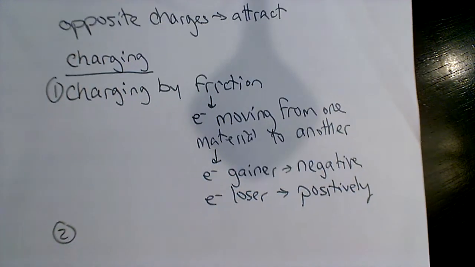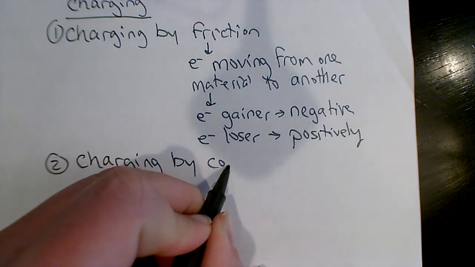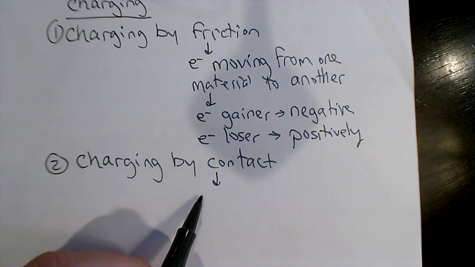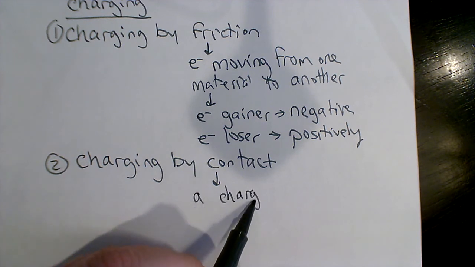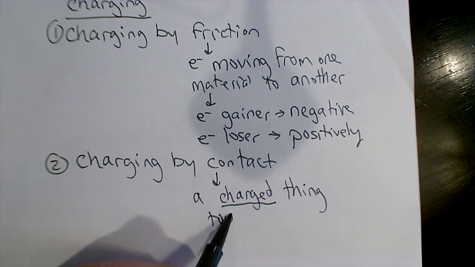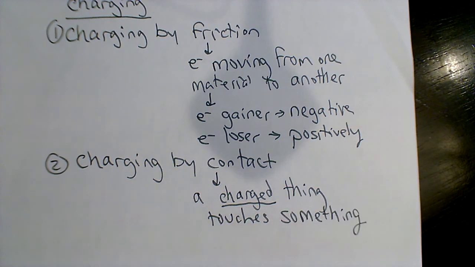Second type, charging by contact. And yes, I realize when things are rubbing together, charging by friction, they're also in contact, but this is a different thing with an annoyingly similar name. So by contact, we're looking at a charged thing, already charged one way or another, that touches something else. And so whatever charge that charged thing has is going to be distributed among the two things.